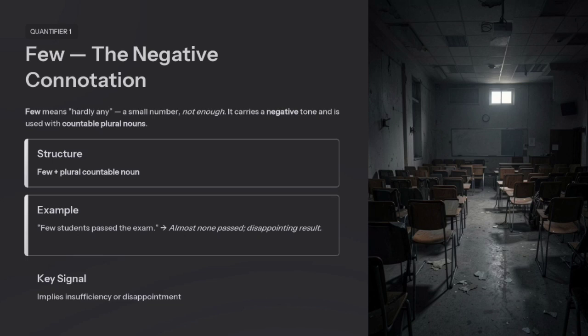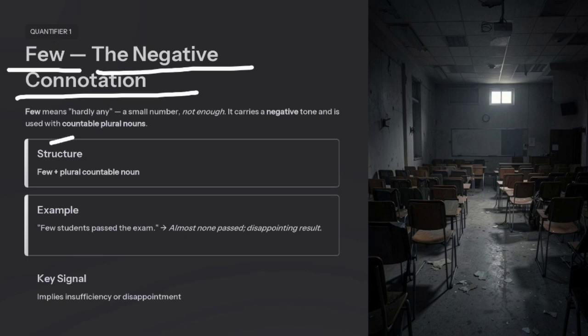So at first we shall discuss the first quantifier, that is few. What is few, how to use it, and what is its structure? Few means one kind of negative connotation, which means hardly any, not sufficient, and it carries a negative tone. We shall use few always with countable plural nouns, like few books, few men, few cars, few students. They are all countable plural nouns and they carry one kind of negative connotation, meaning a very small number which is not sufficient enough.